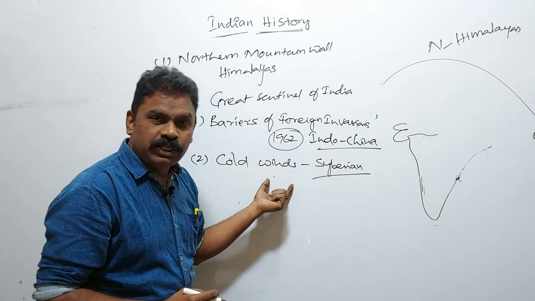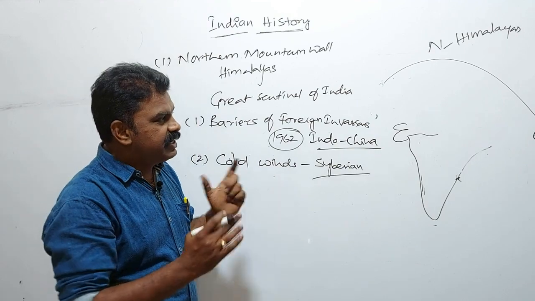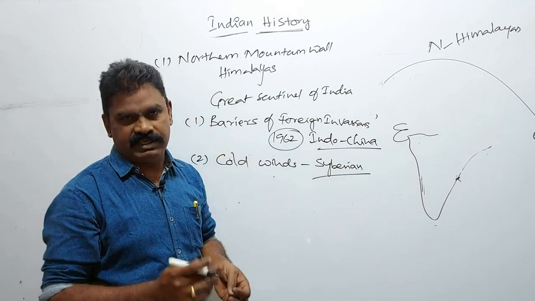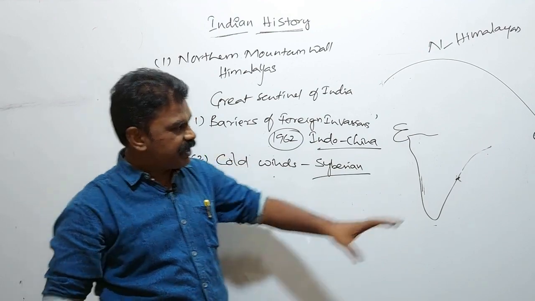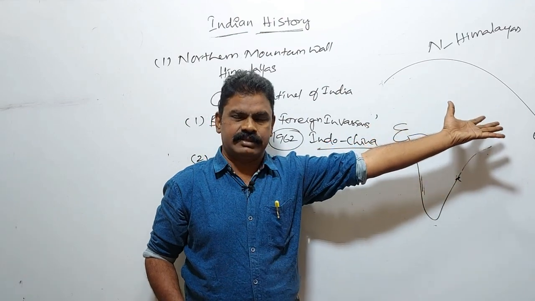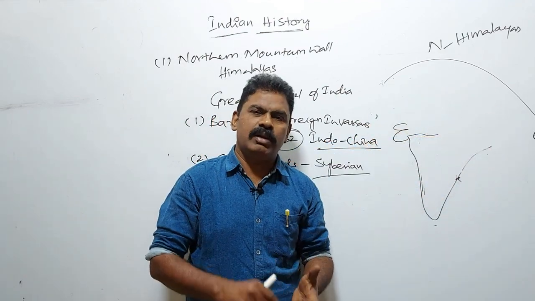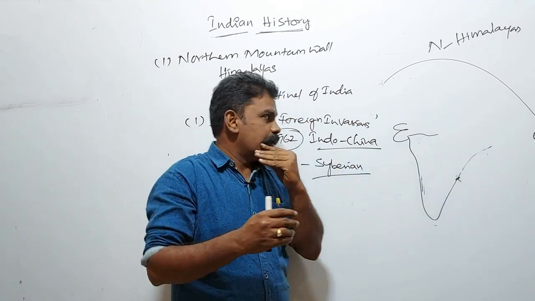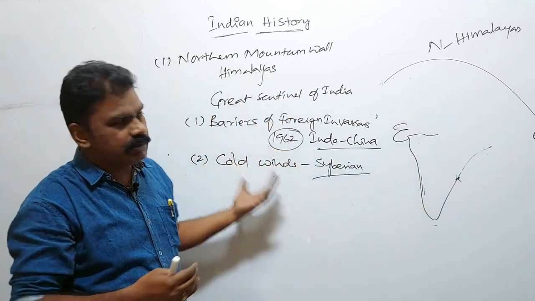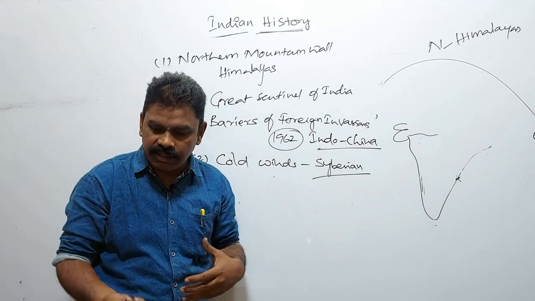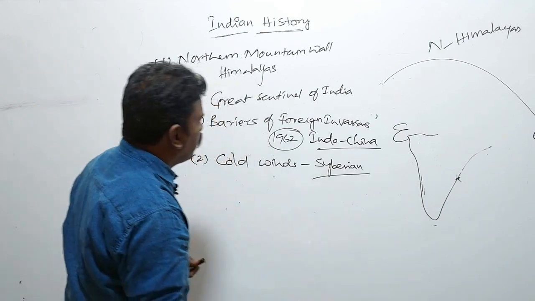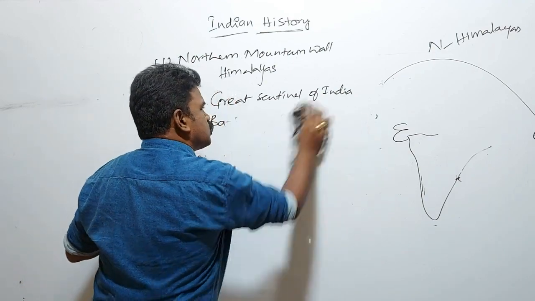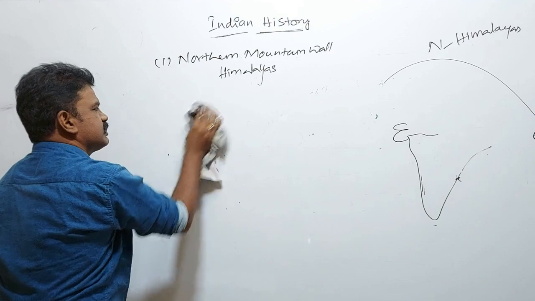Because of these two things, India behaves as a different country from other Asian countries. India has a different character from other Asian countries like China, Japan, Thailand. All these areas would be different from the Indian subcontinent and Indian culture. So this is about the Himalayas, two major facts of the Himalayas.